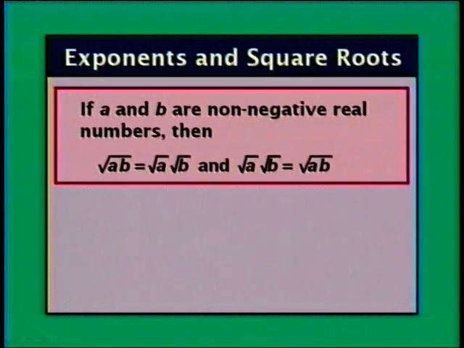Then we had some square root properties. If a and b are non-negative real numbers, then the square root of a times b equals the square root of a times the square root of b, and similarly, the square root of a times the square root of b equals the square root of a times b.